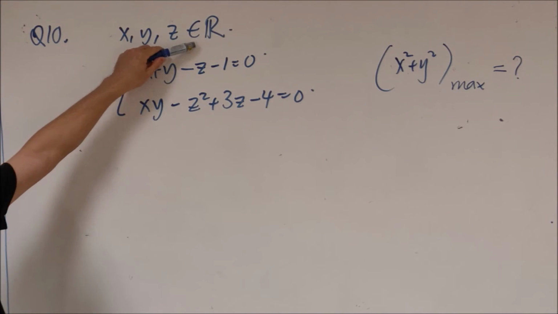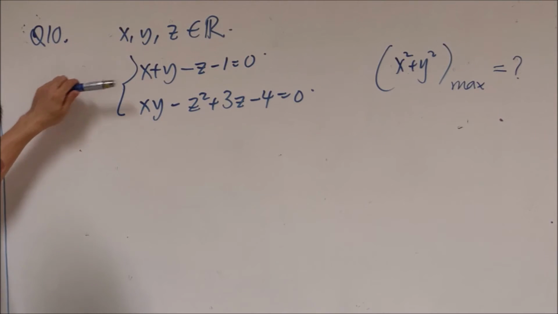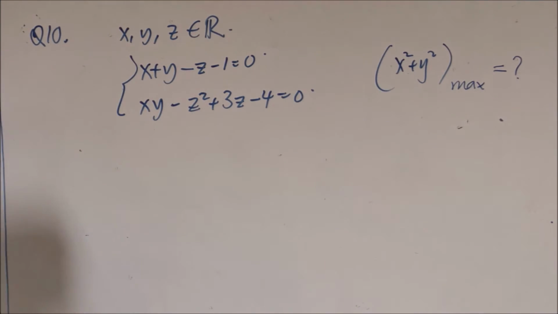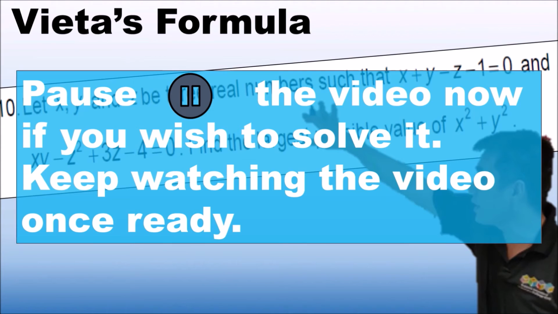x, y, z are real numbers such that these two equations are true. With this, we are asked to find the maximum value for x squared plus y squared. Pause the video now if you wish to solve it. Keep watching the video once ready.